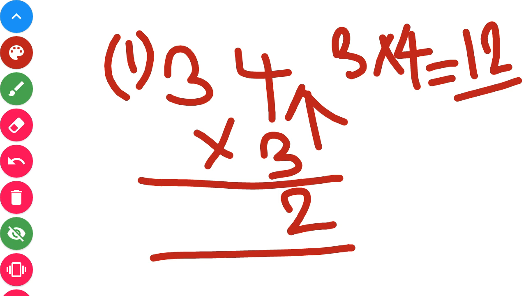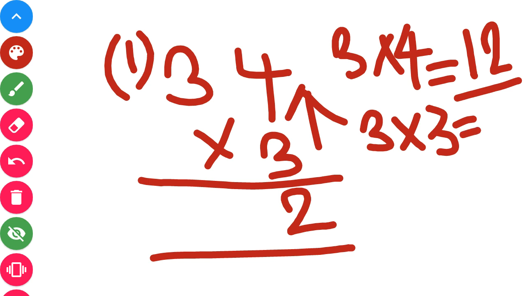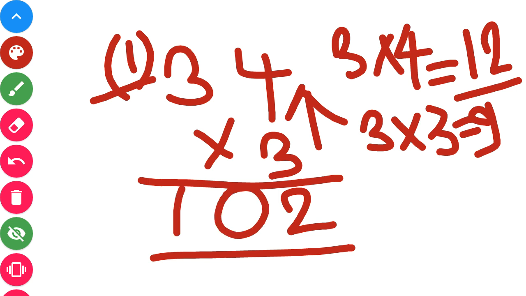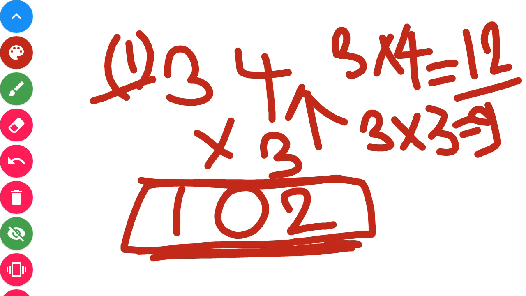Now टेंथ प्लेस पे हमारे पास क्या है? 3 into 3 है. So 3 3s are, how much we will get? 3 1s are 3, 3 2s are 6, 3 3s are 9, and 9 plus 1 is 10. So our answer will be 102. Okay, great.